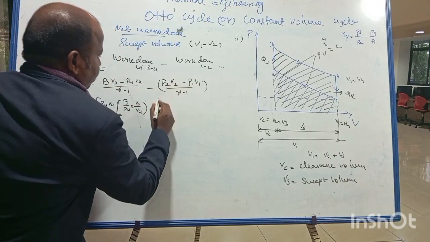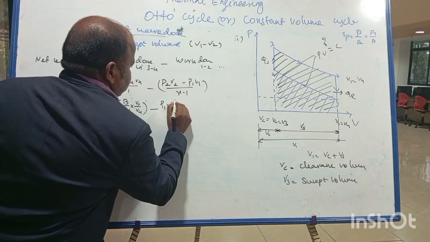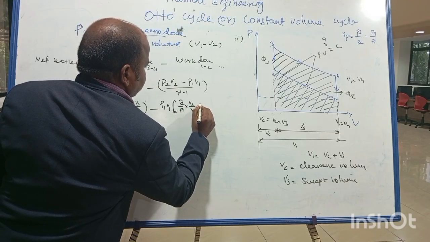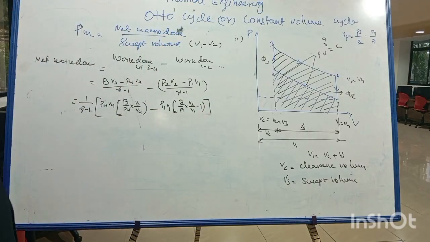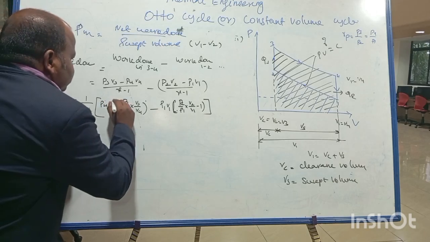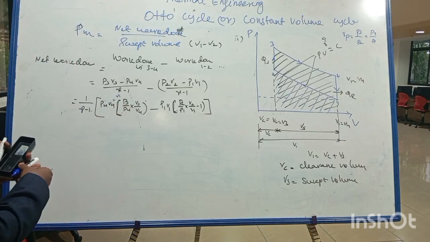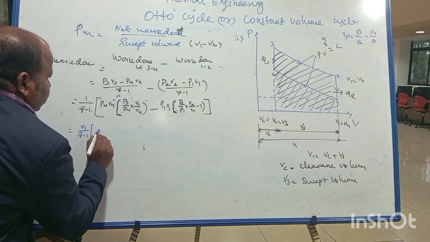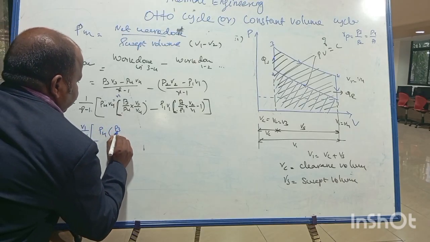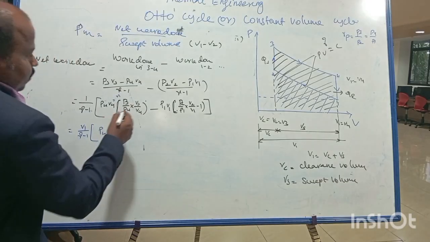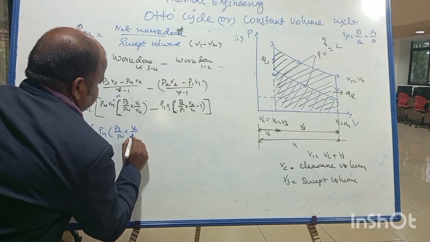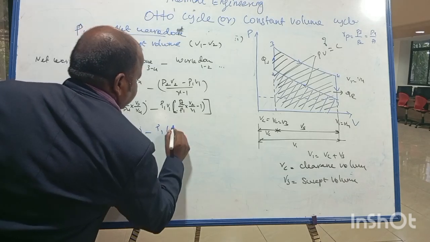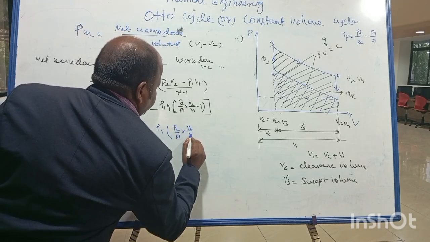From this I am going to take P1 V1 as common, P2 by P1 into V2 divided by V1, minus 1. Now this V4, I am going to replace as V1. So I am going to take this V1 as common again. So V1 divided by gamma minus 1 into P4 into P3 divided by P4 into V3 by V4. I am going to replace this V3 as V2, this V4 as V1, minus P1 into P2 by P1. Already we have a V2 by V1.